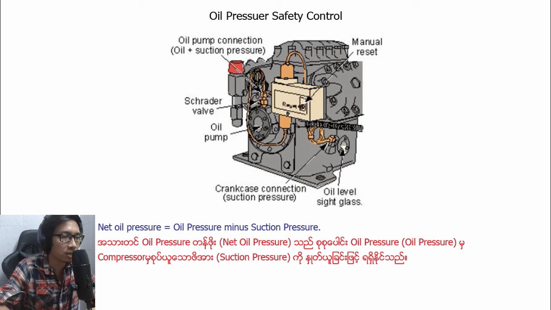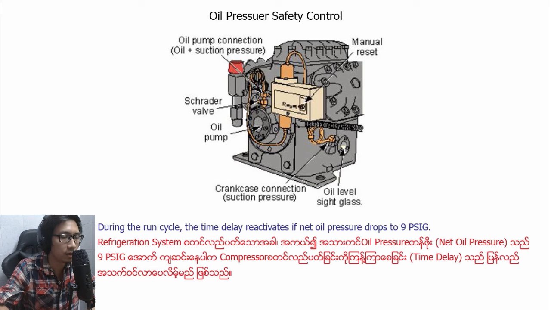Net oil pressure equals oil pressure minus suction pressure. During the run cycle, the time delay reactivates if net oil pressure drops to 9 pounds per square inch gauge (psig).